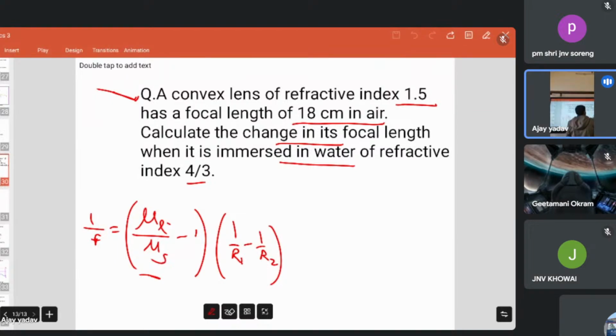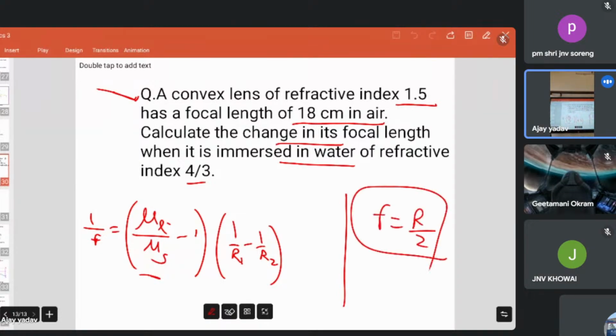Why will it not change? Because, as we studied yesterday, the focal length of a mirror is r by 2. It does not depend on the refractive index. So in case of a mirror, the focal length will not change if we dip it into any other medium like water, but in case of a lens, its focal length will change. That is one thing.